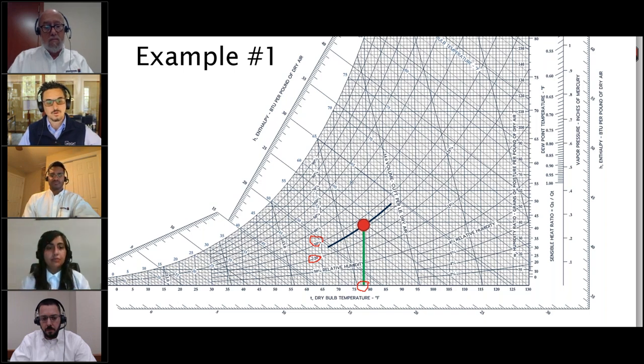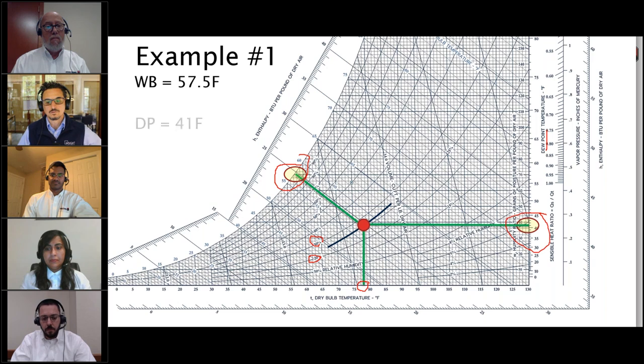So who wants to determine the wet bulb and put that in the chat real quick? I'm going to plot it here in a second. If you go up this way, somewhere in this area, it's 57.5 degrees. Now if we want to determine the dew point of this state, we go over here and find our dew point temperatures, somewhere in this general area, which looks like about 41. So it's 41 dew point.